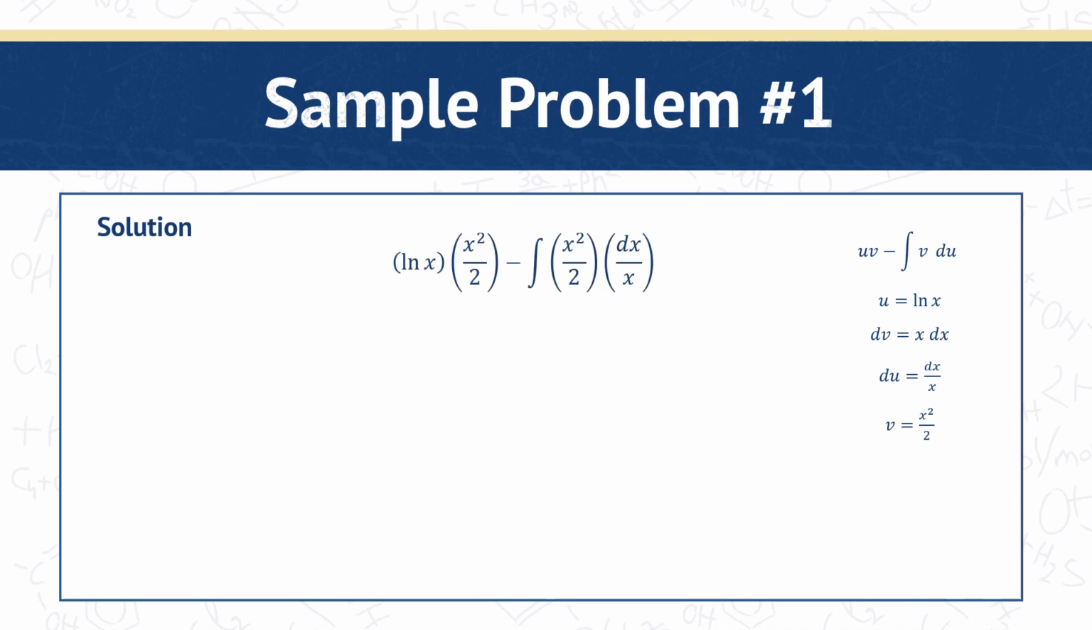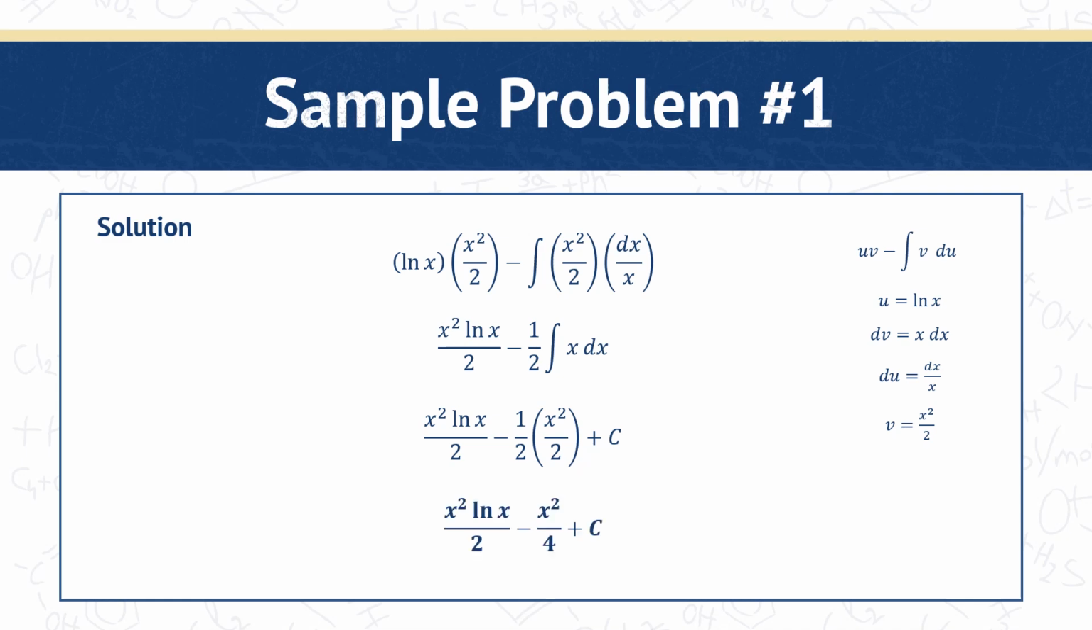This will give us ln x times x squared over 2 minus the integral of x squared over 2 times dx over x. Rewriting and simplifying both terms gives us x squared ln x over 2 minus 1/2 the integral of x dx. Solving for the integral, we get x squared ln x over 2 minus 1/2 times x squared over 2 plus the constant of integration. Now we can simplify this even further to get our final answer, which is x squared ln x over 2 minus x squared over 4 plus the constant of integration. So that's it for our first example.